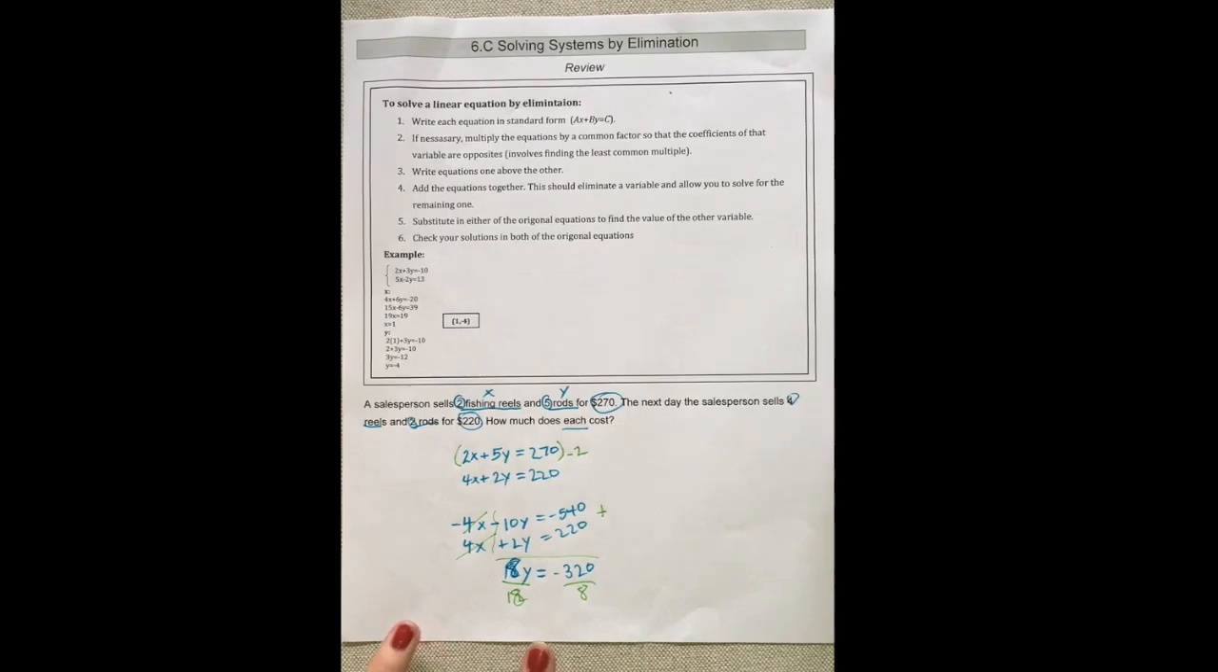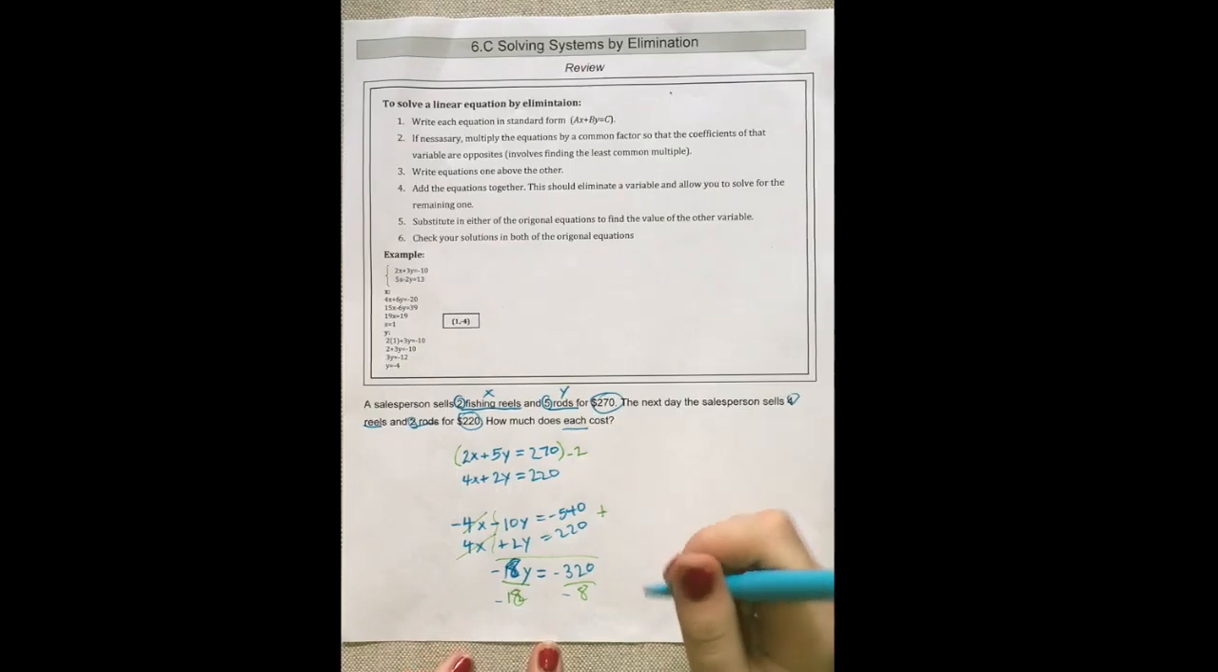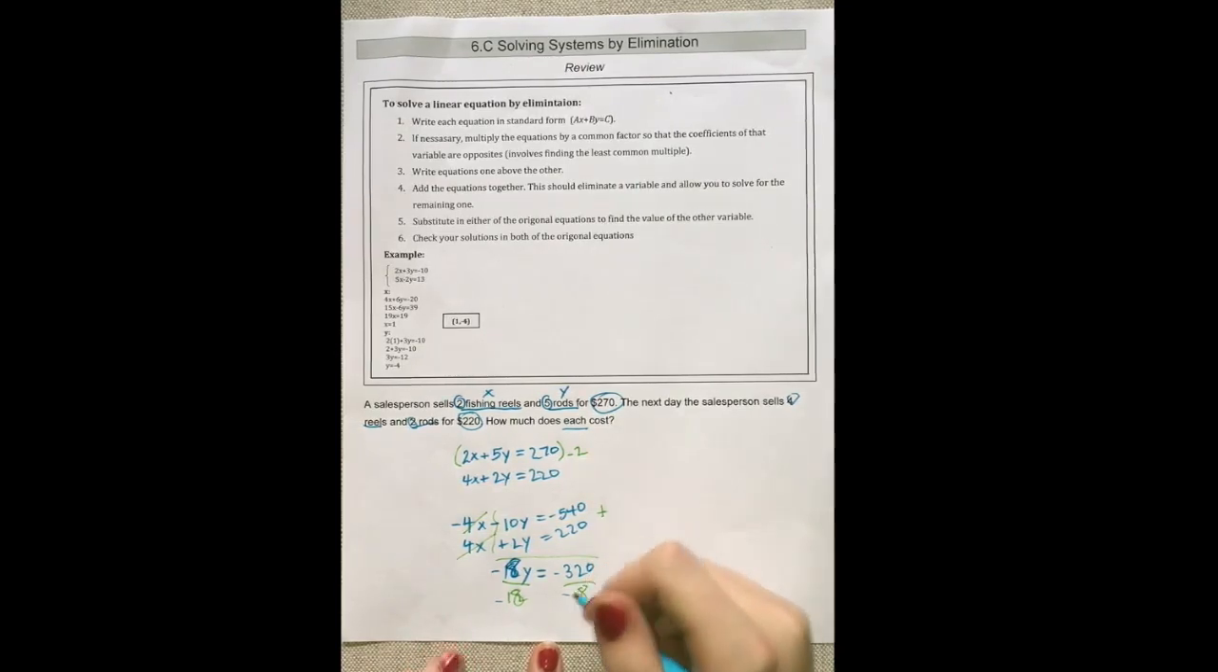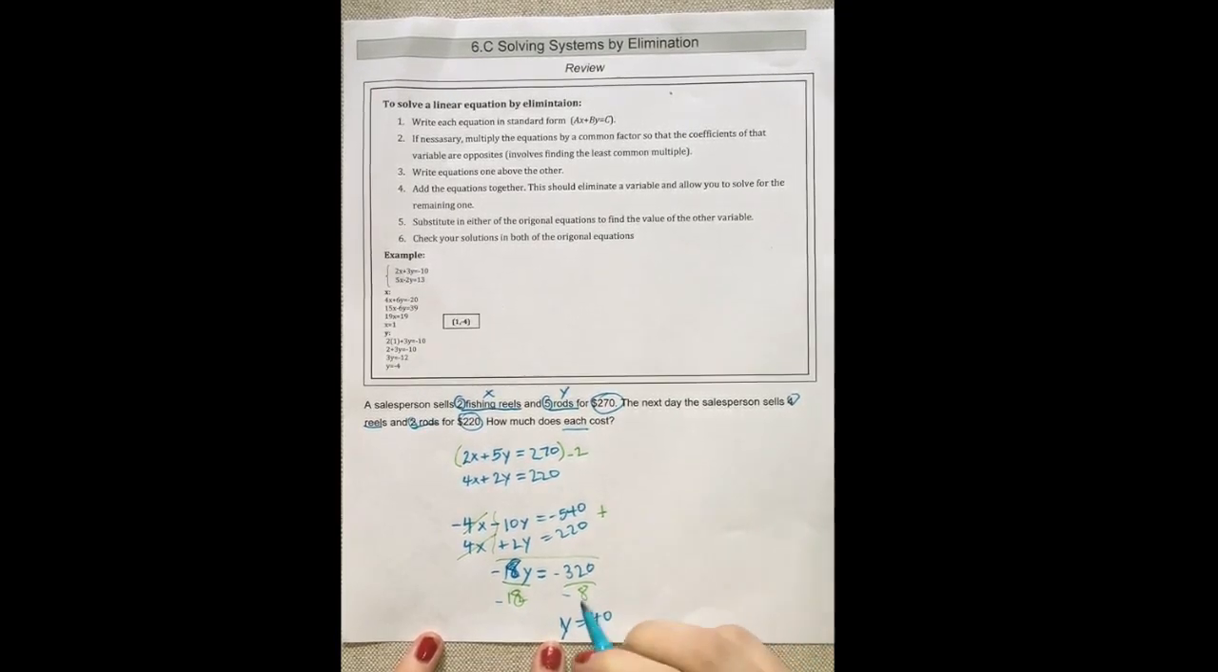Then we know that -320 divided by -8 is going to make a positive, and that would be 40. So now we know that y equals 40.